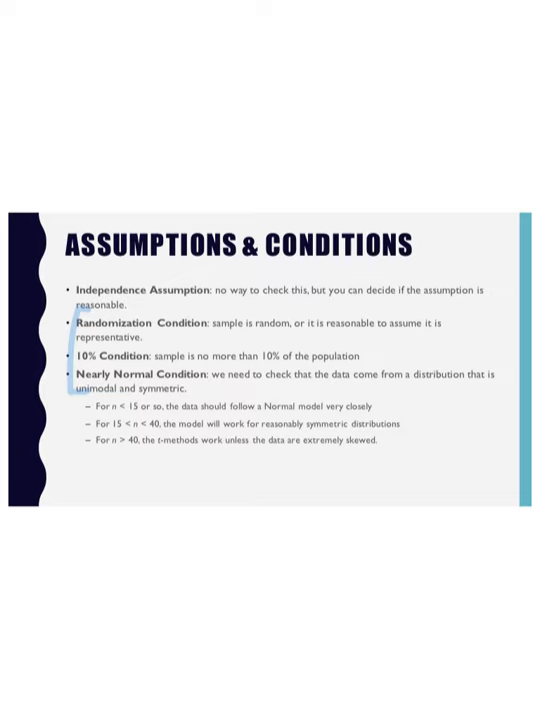When N is less than 15, the data should follow a normal model closely. In between 15 and 40, the model will work reasonably for symmetric distributions, and for N greater than 40, the T methods work unless the data are extremely skewed. We don't really do a whole lot with that. We primarily focus on 30.